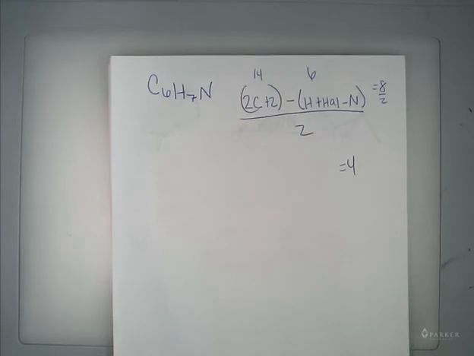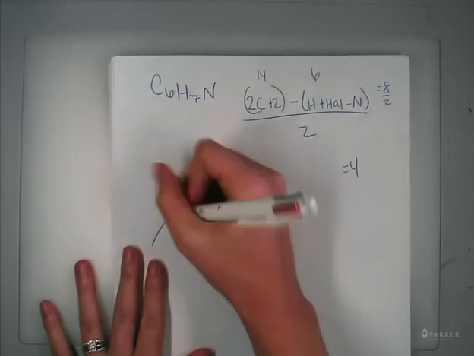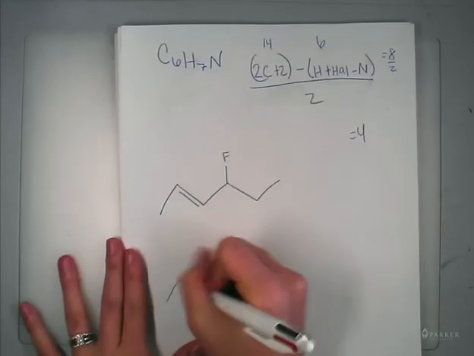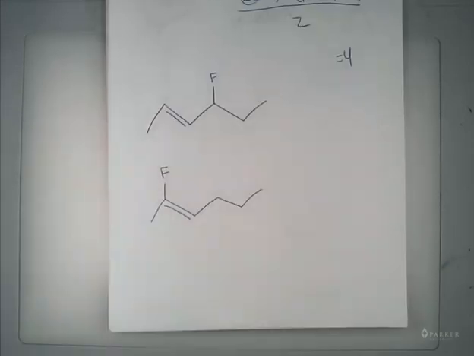So make sure you can calculate that. What does it mean? How many degrees of unsaturation for a single bond or a ring? 2 hydrogens or 1 degree of unsaturation. And what about for a triple bond? 2 degrees of unsaturation. Okay, so basically it's a way of telling you how many hydrogens you're missing. Okay, naming. Name these two.